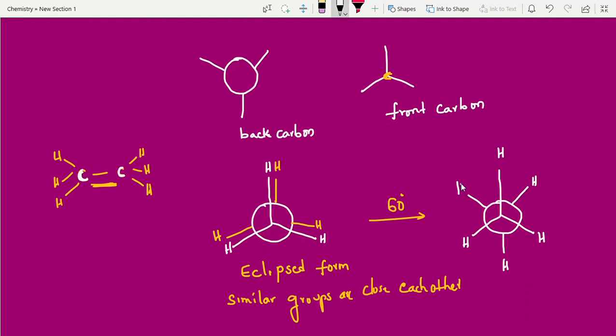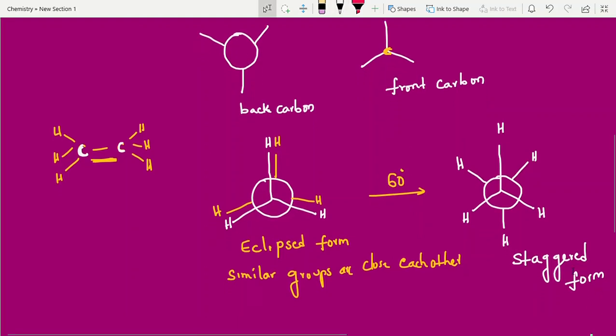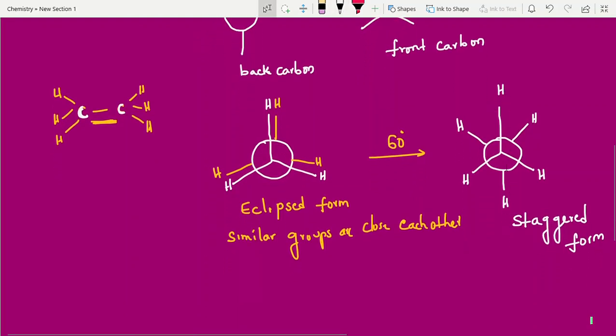That's it. This is another form. This form we call the staggered form. Like anti, similar groups are exactly opposite. See, hydrogen, hydrogen, exactly opposite, exactly opposite. One important point: in the staggered form, similar groups are opposite each other.